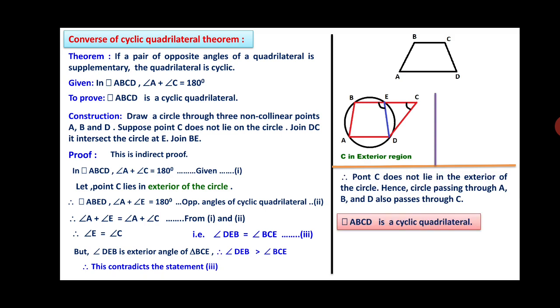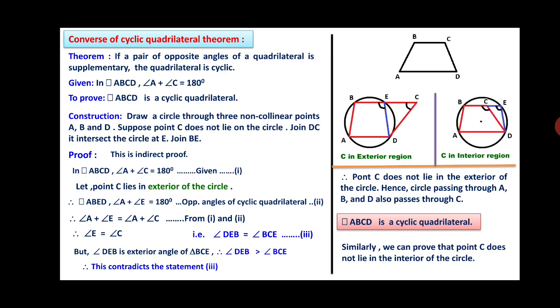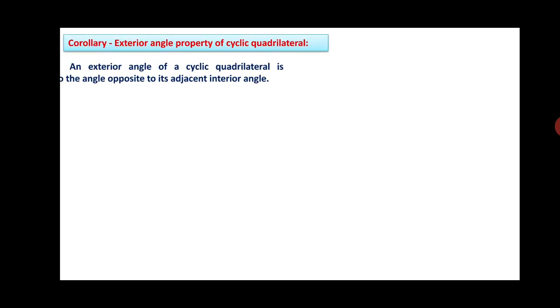So, quadrilateral ABCD is cyclic quadrilateral. Similarly, we can prove that point C does not lie in the interior of the circle. The figure is like this. So, we start with the next corollary, exterior angle property of a cyclic quadrilateral.